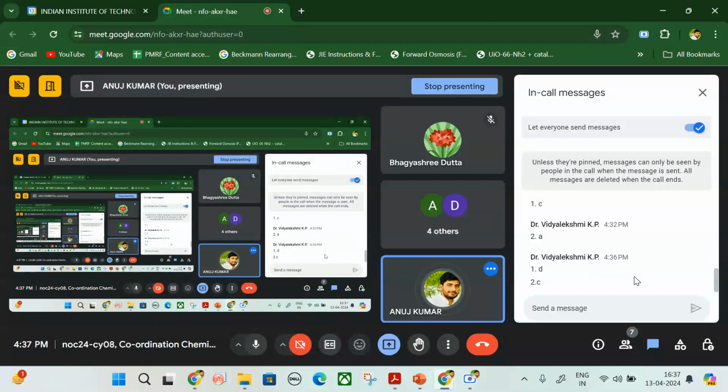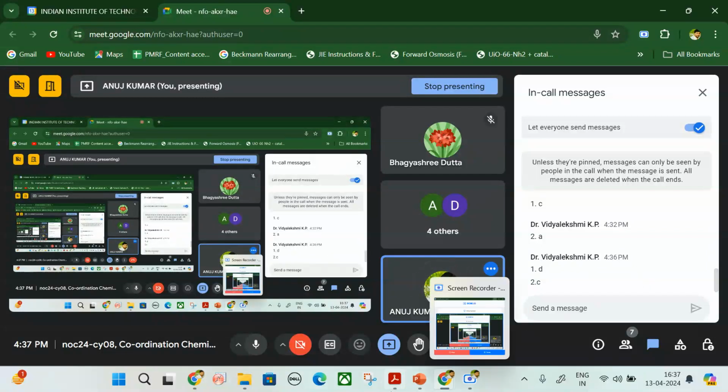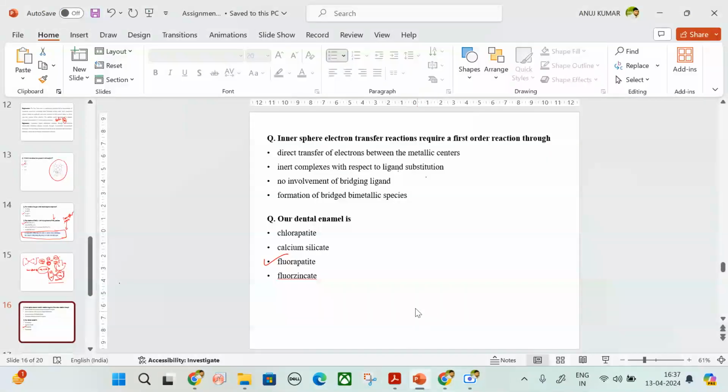Okay, so first is D and second is C. Okay, anybody else? Because I have already given you many hints about this inner sphere and outer sphere.